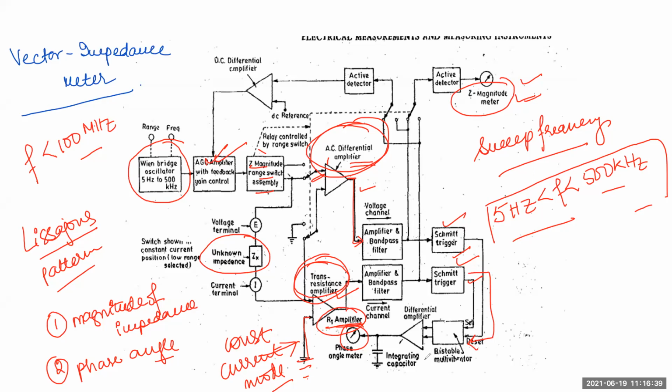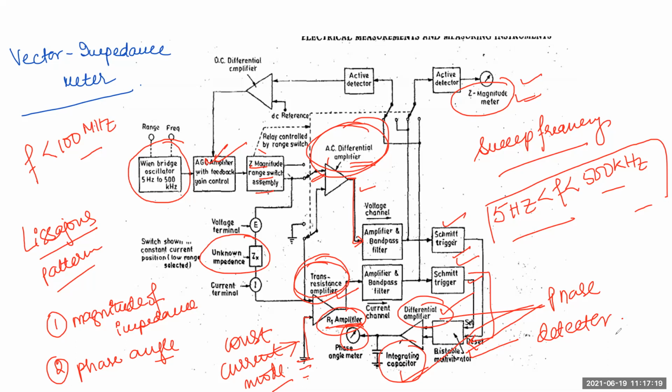So what is that? You can say a bistable multivibrator, differential amplifier, and integrating capacitor. See, three things are combined here. The three act together as a what? As a phase detector, because we need here the phase angle. So these three together work as a phase detector. Phase detector.